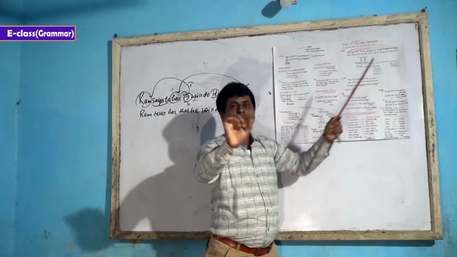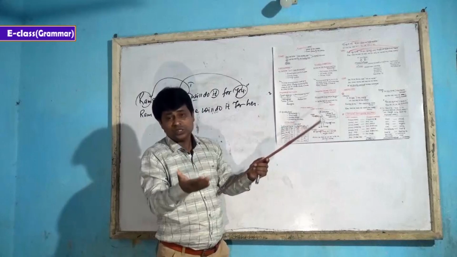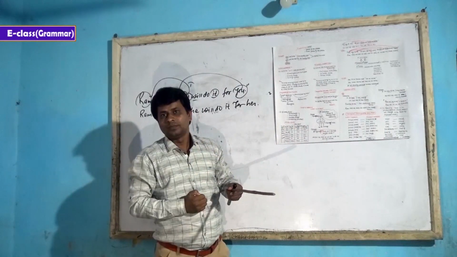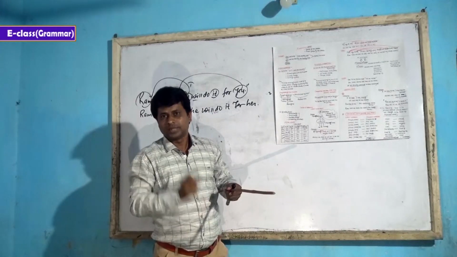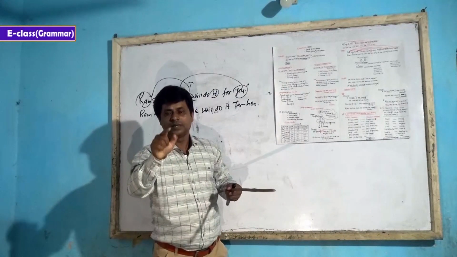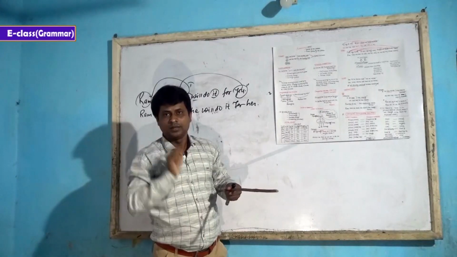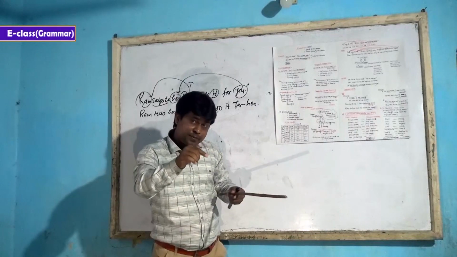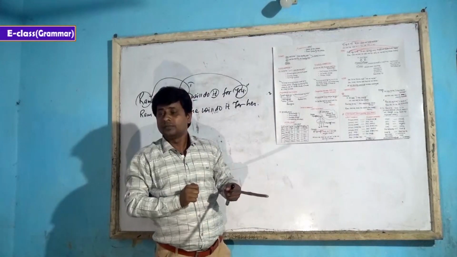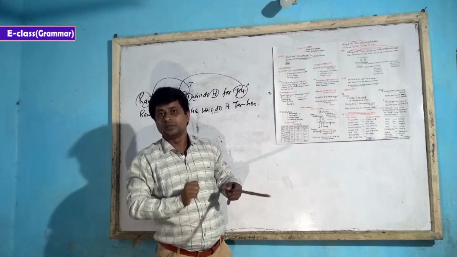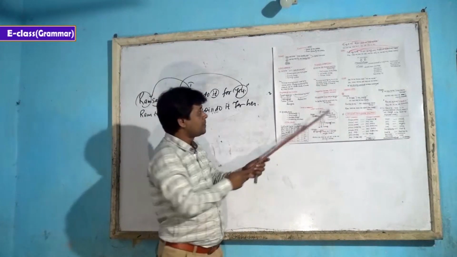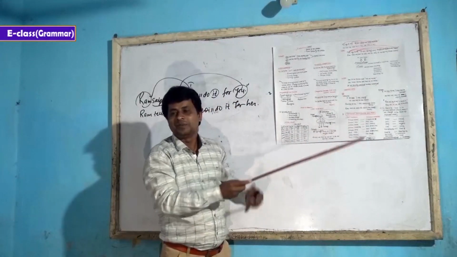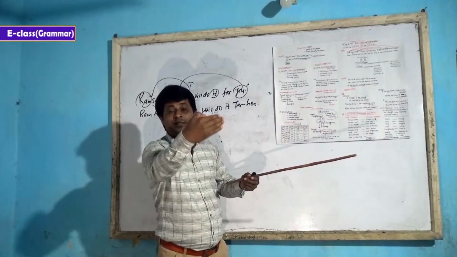This is why I told you English is a crazy language. You can't use self after the possessive one in third person. Self and selves. Self singular, selves plural. Self and selves are used after possessive only in first and second person. Not in third person. In third person, self and selves are used after the objective case. Himself, herself, itself, themselves.